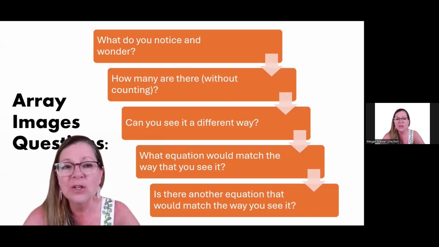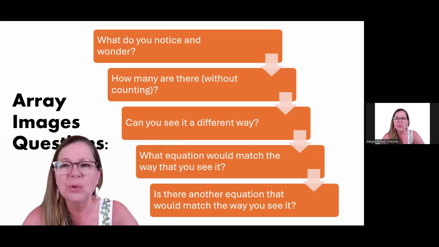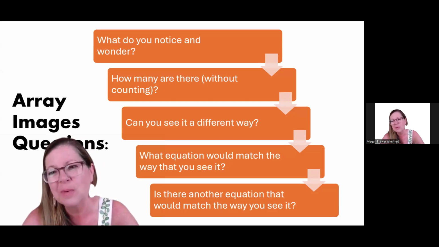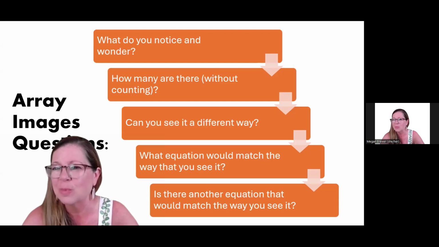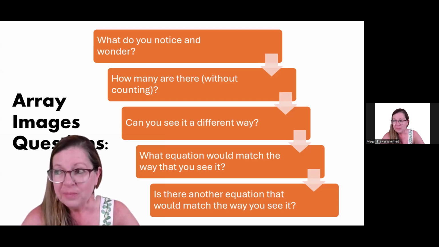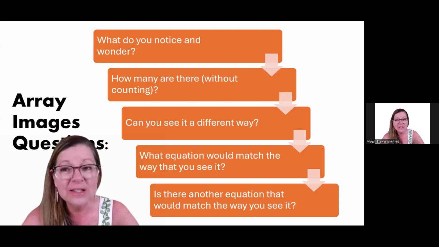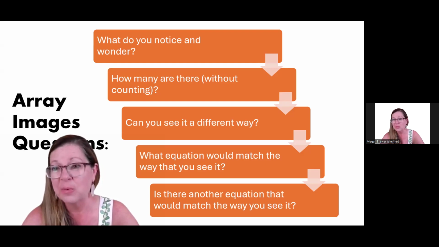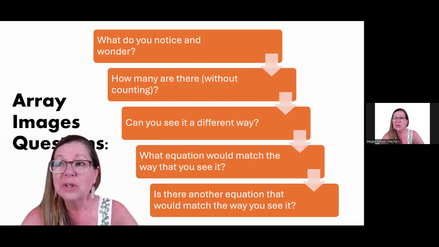What do you notice and wonder? How many are there without counting? That's what we're really pushing to. Now, some students might be just comfortable at this point counting, so we don't make them feel bad or shame them for any reason for counting. But we want to gently try to highlight the strategies that come from students that don't involve counting. That's where we're going to hover and give a little more time and energy to, because again, it's related to the subitizing, seeing groups of within a larger group.